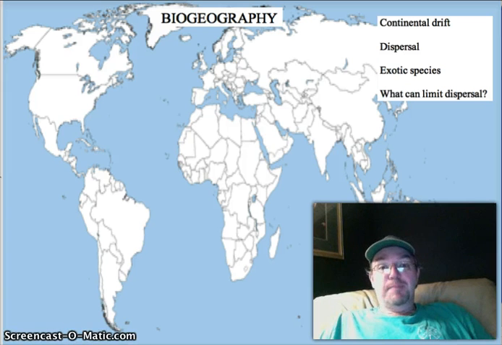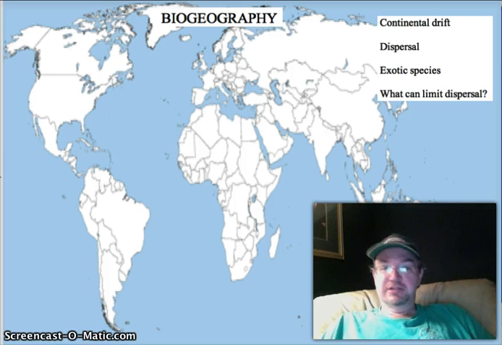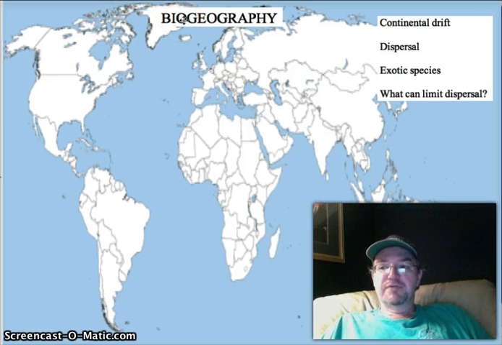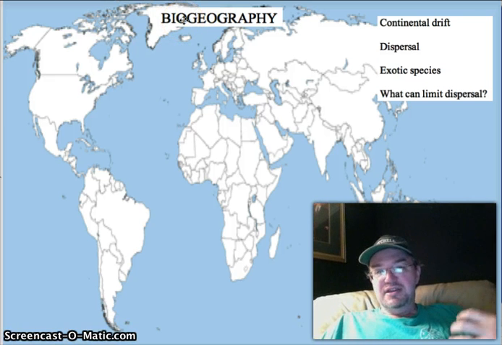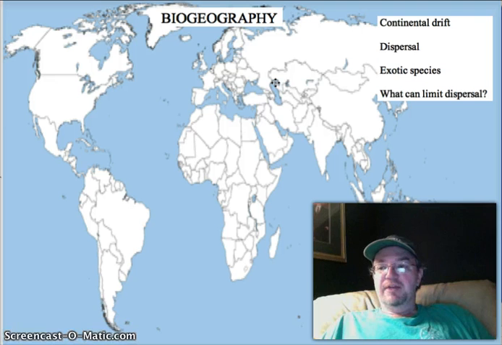Today we're going to talk about biogeography. Bio means life, geo means world, and graphy means description of. So literally the description of life in the world is biogeography. It involves the study of where organisms live and why they live there. And it's also concerned with how species are distributed.